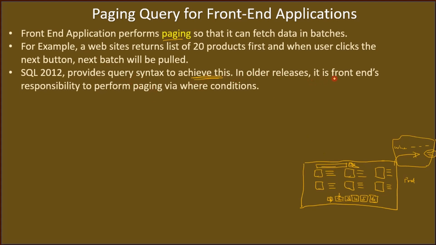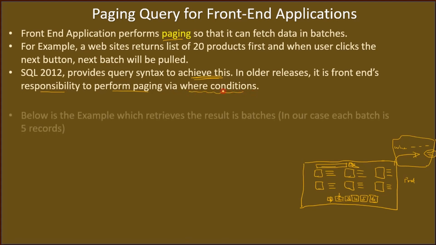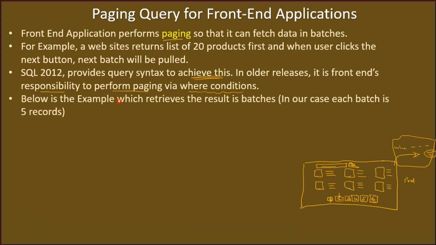In older releases, it is the front end's responsibility to perform paging via where conditions. Below is the example which retrieves the result in batches. In our case, each batch is 5 records. So that's how we are performing the paging query.